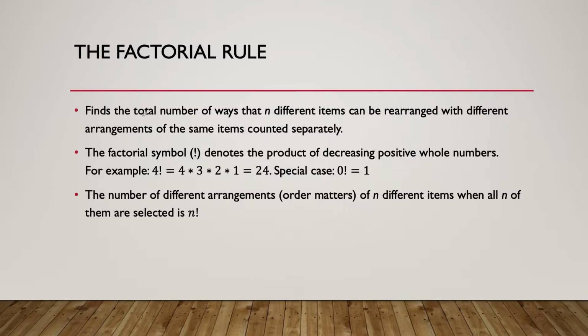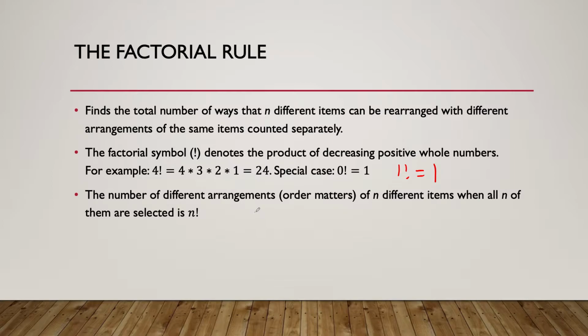Next is the factorial rule, and this finds the total number of ways that n different items can be rearranged, with different arrangements of the same items counted separately. The factorial symbol, which is just an exclamation point, denotes the product of decreasing positive whole numbers. For example, 4 factorial is 4 times 3 times 2 times 1, and that's 24. The special case is 0 factorial, which is 1, and 1 factorial would also be 1.